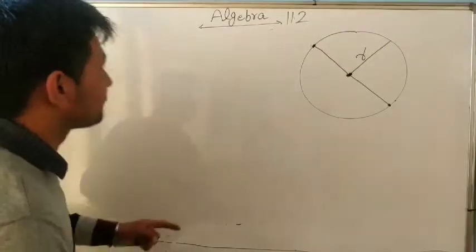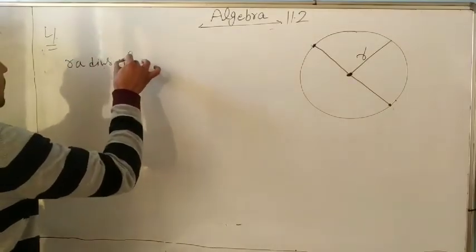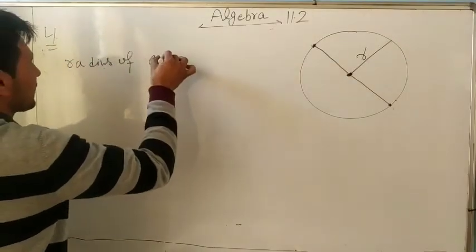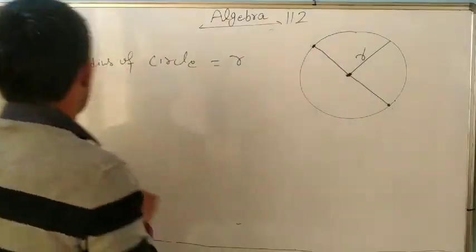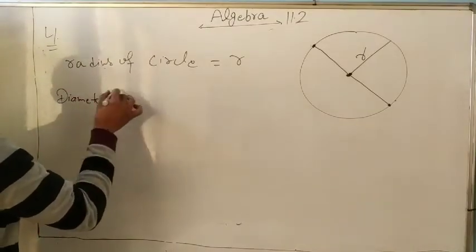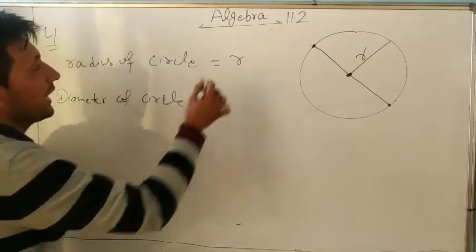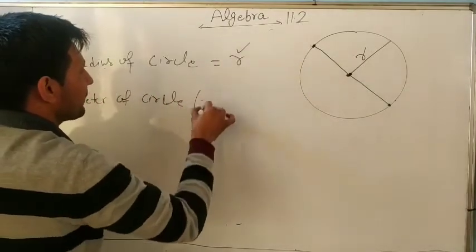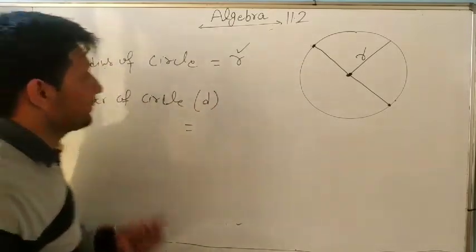So you write radius of circle. How much is given? It is R. Now we have to find diameter. So write diameter of a circle. Radius we are denoting by R and diameter we are denoting by D. Understand? So how much diameter?